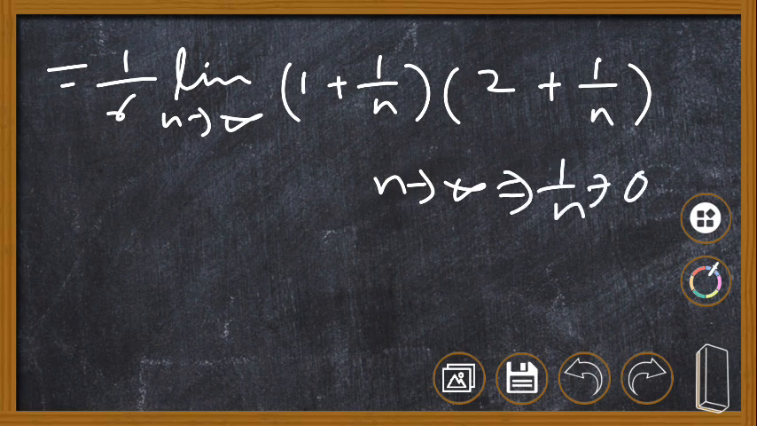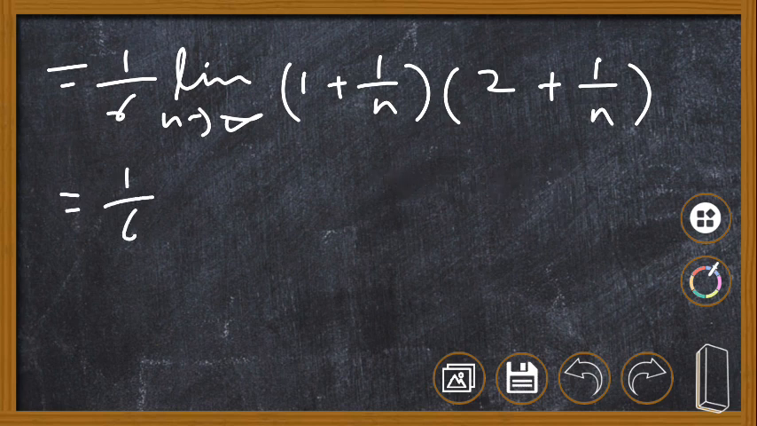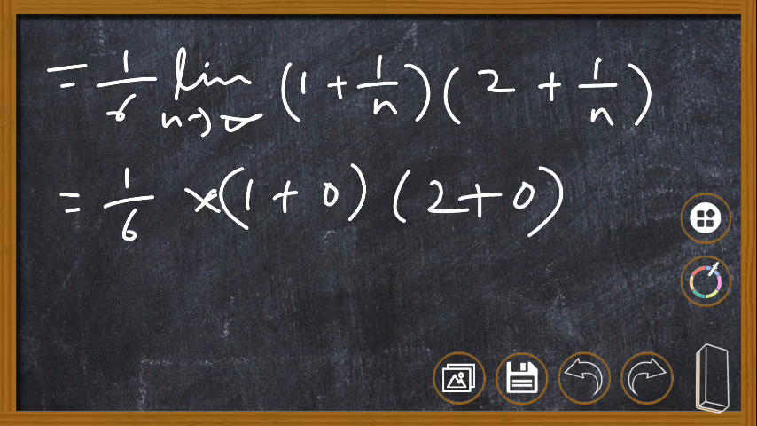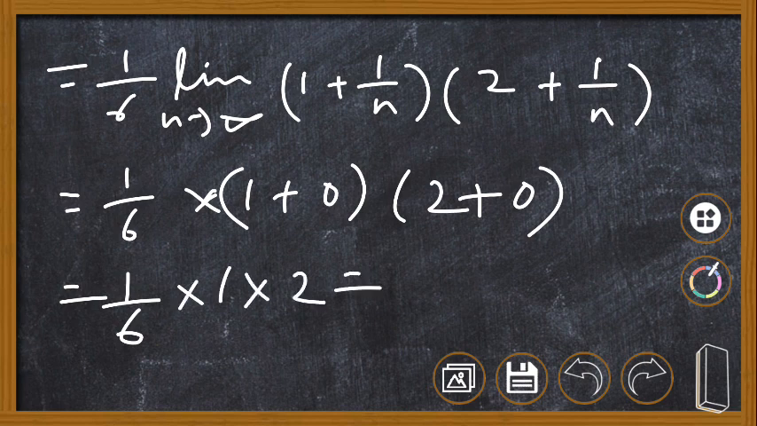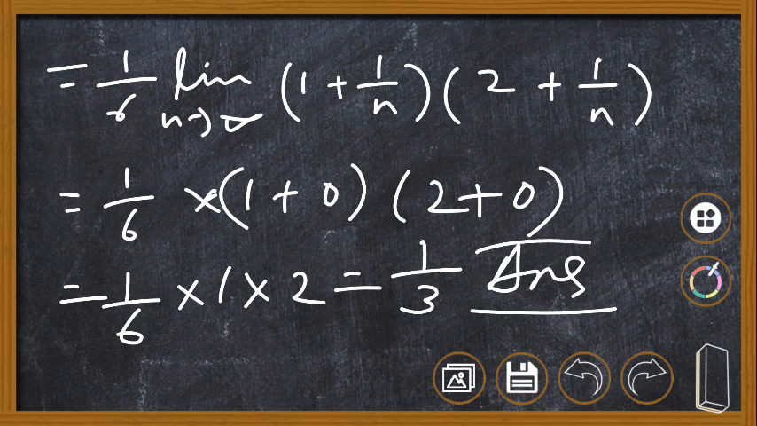So using this value at this limit, this will be 1 by 6 limit n tends to infinity, so it will be 1 plus 0, and this one is again 2 plus 0, since 1 by n is 0. So it is 1/6 of 1 multiplied by 2, and the answer will be 1 by 3. I would like to request that you rewind this video for some time and see the solution from the beginning once again. Okay, let's proceed to the next question then.